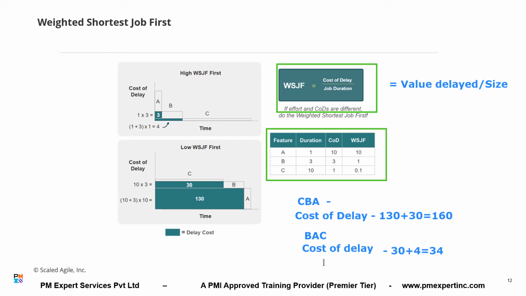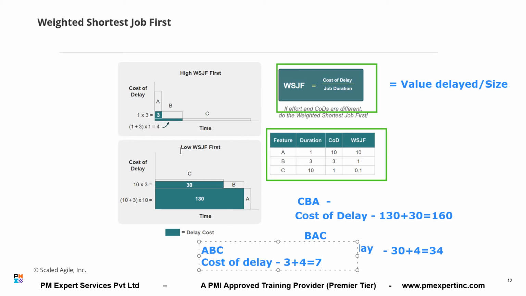Now, suppose we do it in the correct sequence. Let's see what is the cost of delay if we do it in the correct order, A, B, C. For B, it is only 1 day delay, means 3. And for C, 4 day delay, so 4. So it is equal to 7, right?